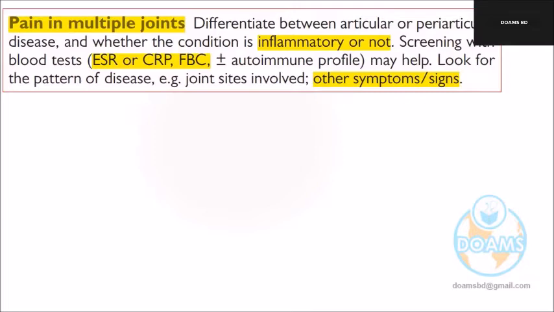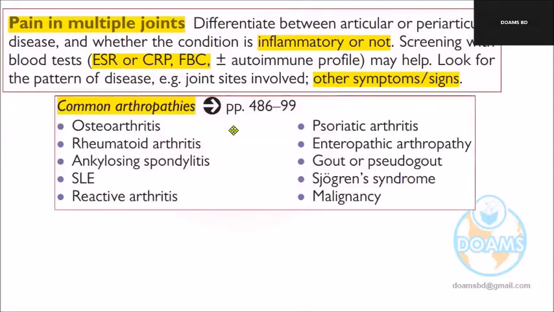But our challenge again is whether it is inflammatory or not. So already you understood how to differentiate. We'll discuss including blood tests as well. The autoimmune profile is for the etiology clue. But initially, the primary investigation will be the complete blood count, ESR and CRP. Okay. So these are the list.